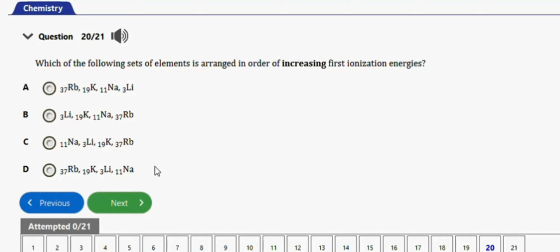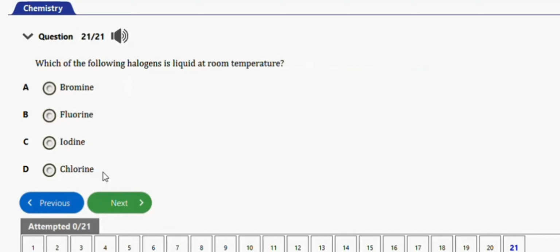The last question we have here before I end this video is this one. It says which of the following halogens is liquid at room temperature? I think we've answered this question already. Right answer is option A, which is bromine. Bromine is liquid at room temperature. Iodine is solid at room temperature. Chlorine is gaseous at room temperature.